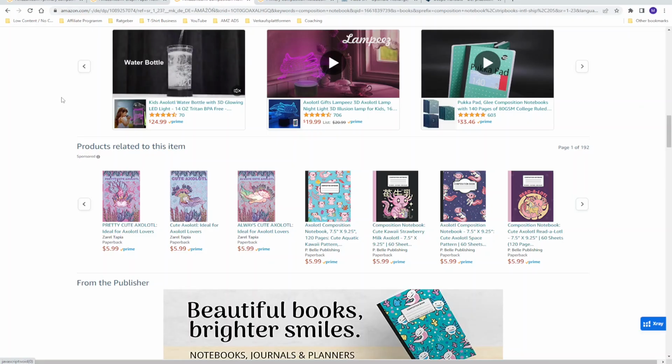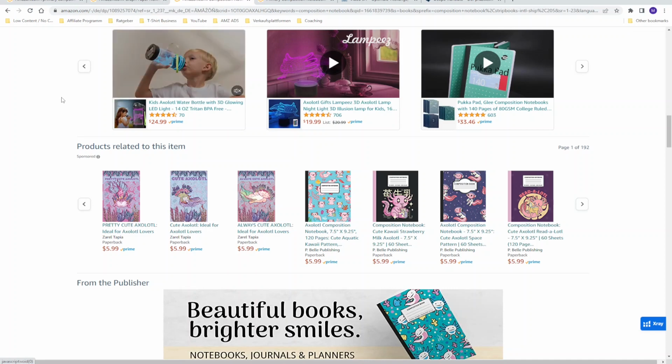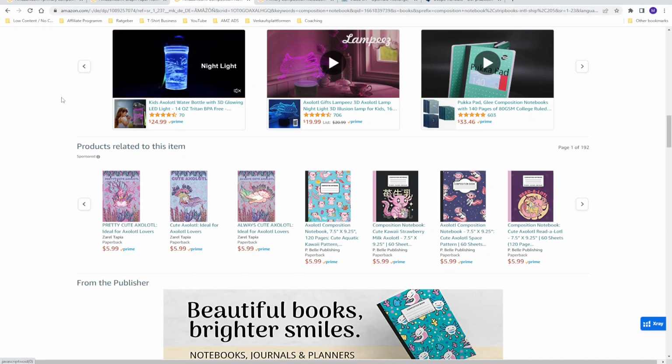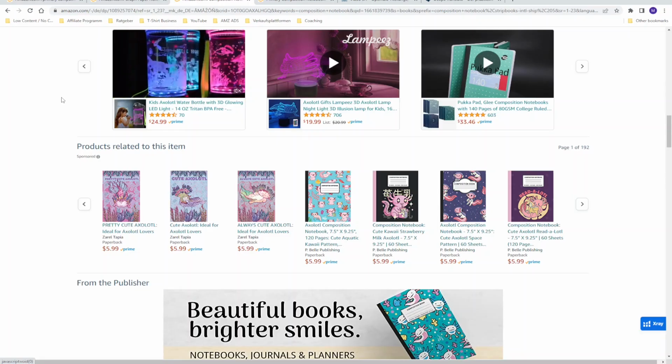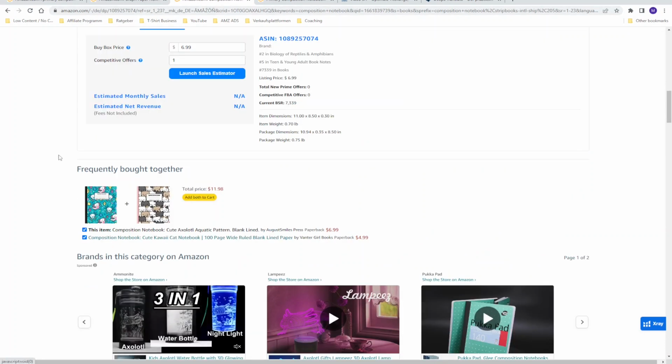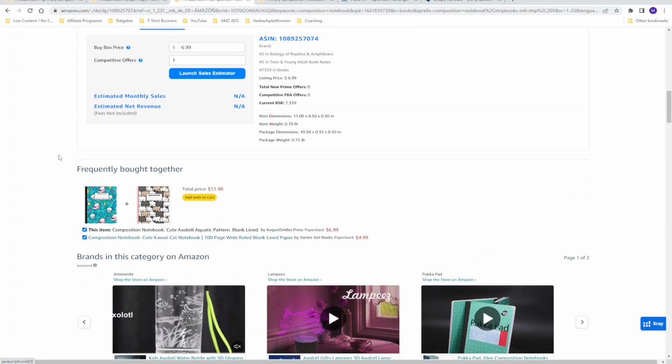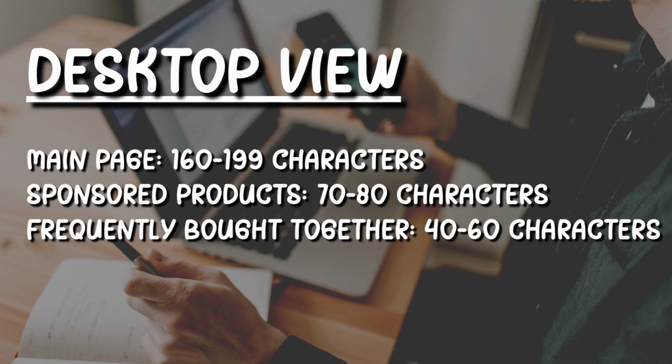If we have a close look on the sponsored products related to the shown book, the maximum length of the title is between 70 and 80 characters. Okay, so after 80 characters, the title is cut off. If we have a closer look on the product page, on the frequently bought together page, the maximum length of the title is between 40 and 60 characters.